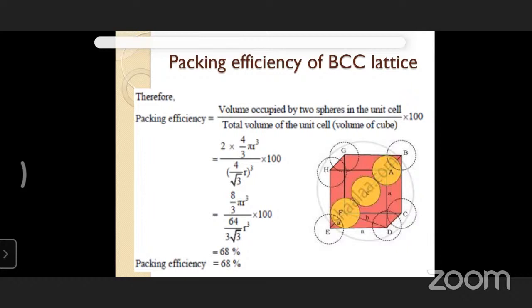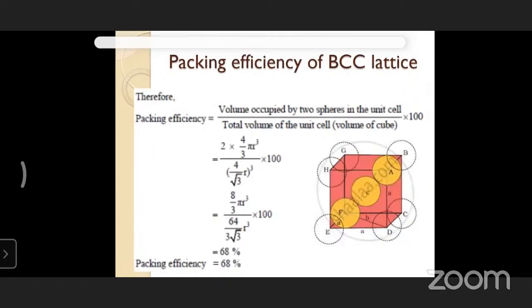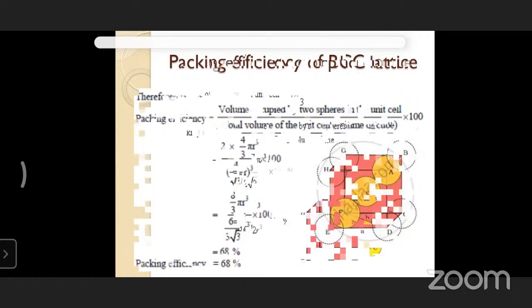Okay, children, now we got the 68%. In the first slide, what we discussed is 68%. Now that 68% we got in this manner. Then afterwards, the next one will be what exactly? Packing efficiency in the CCP and HCP lattice.